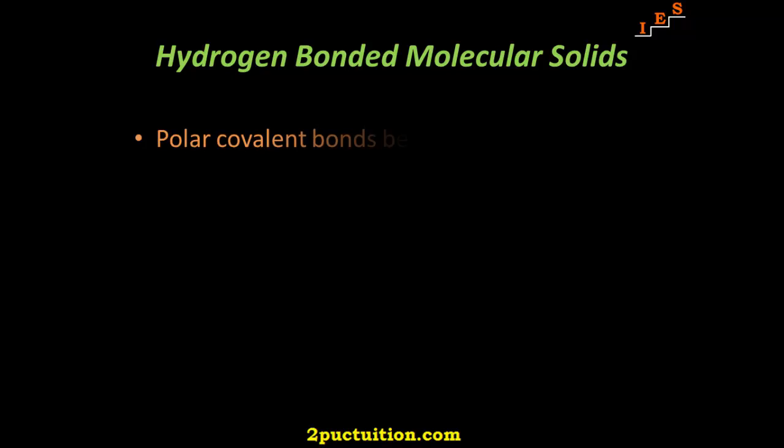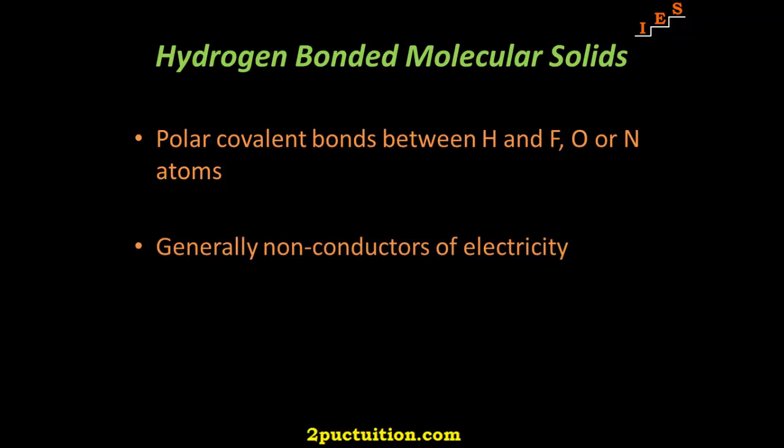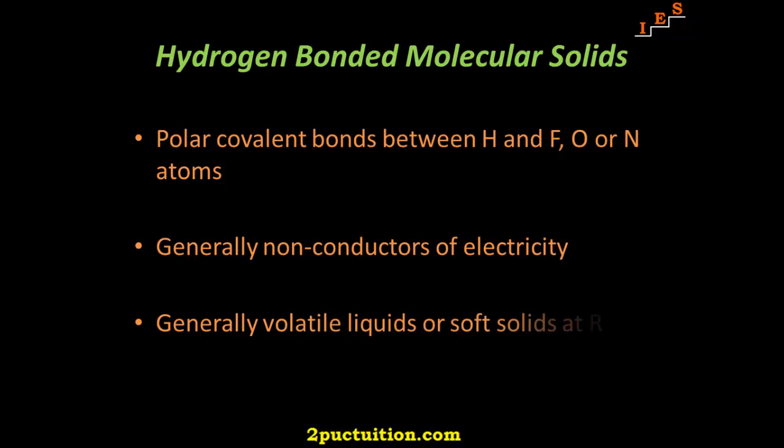The molecules of such solids contain polar covalent bonds between hydrogen and fluorine, oxygen, or nitrogen atoms. Strong hydrogen bonding binds molecules of such solids like water in the form of ice. They are non-conductors of electricity. Generally, they are volatile liquids or soft solids under room temperature and pressure.